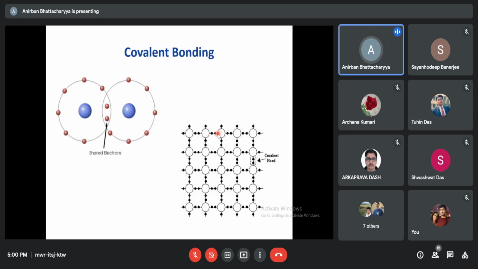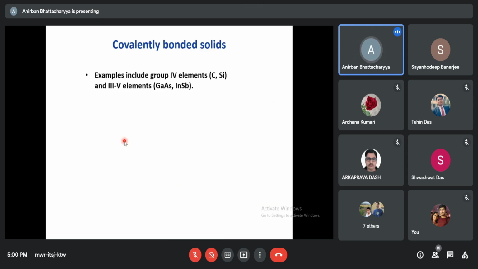So that is that, and then you have covalent bonding. You know what covalent bonding is? Can somebody tell me what it is? It's a question of shared what? Shared electrons, right? Two shared electrons. So that is covalent bonded material.